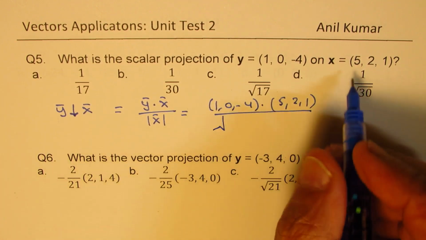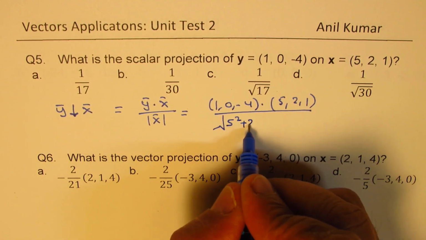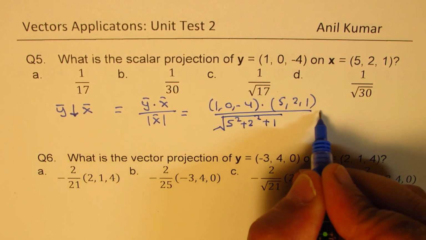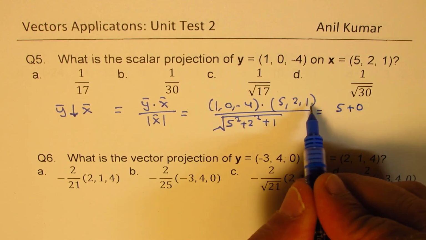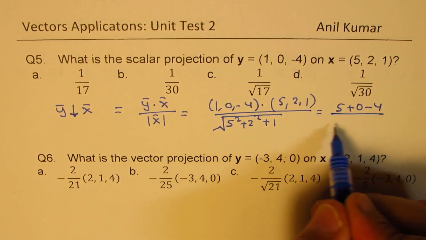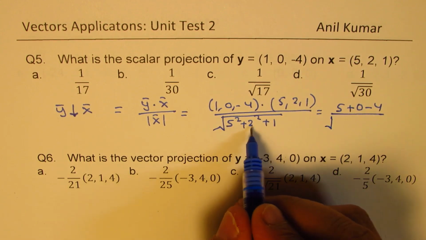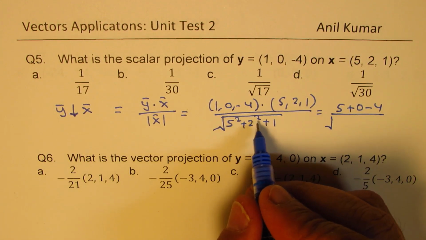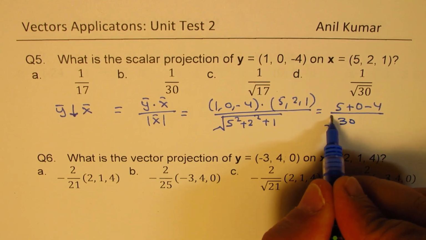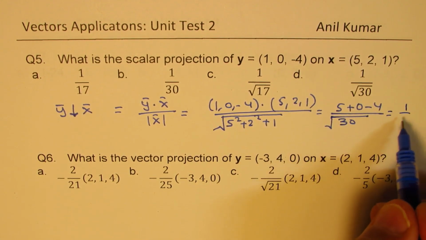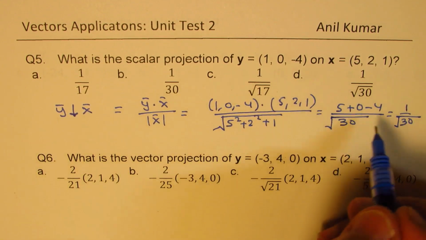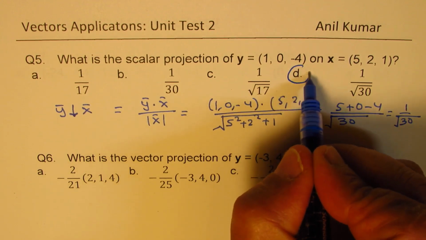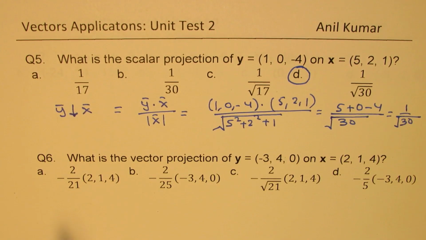X, which is the square root of 5 squared plus 2 squared plus 1. Clear? So the dot product is 5 plus 0 minus 4, over 25 plus 4, which is 29, plus 1, which is 30. So we get 1 over square root of 30. Remember, this projection will always be positive, right? So we get option D as our answer. We're talking about the magnitude, right?